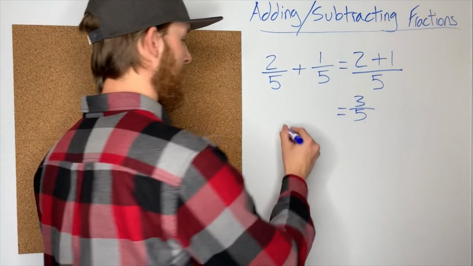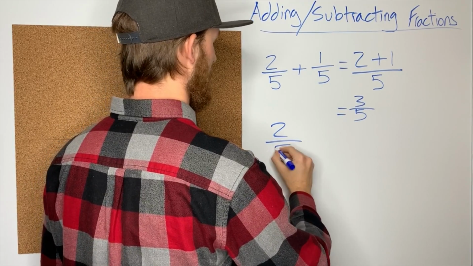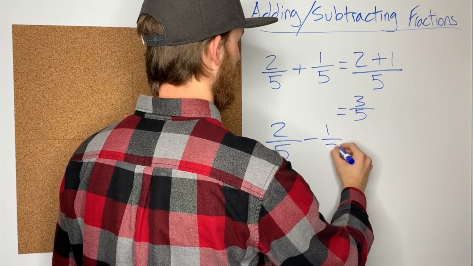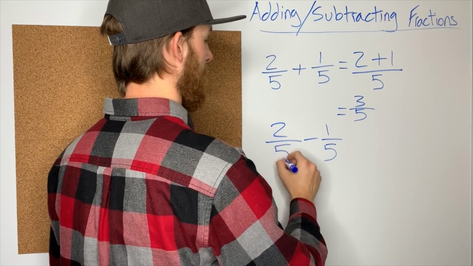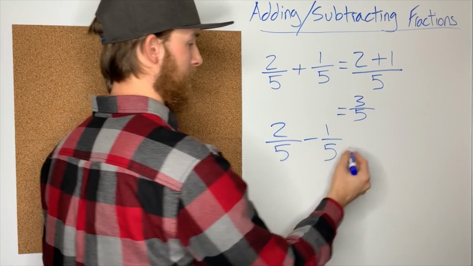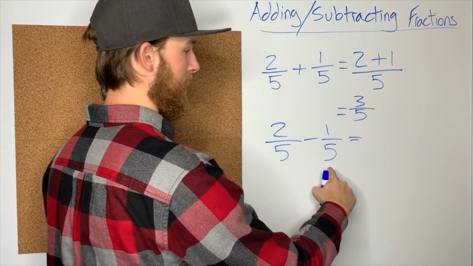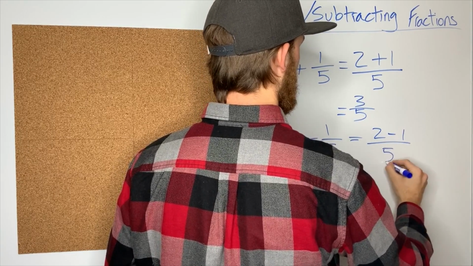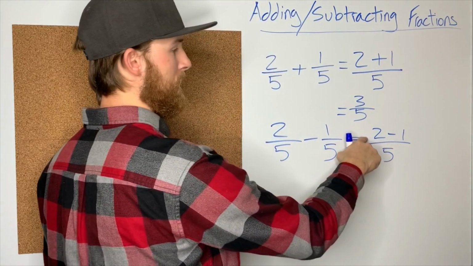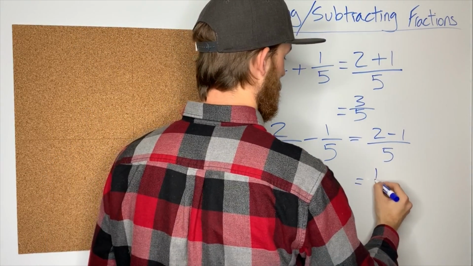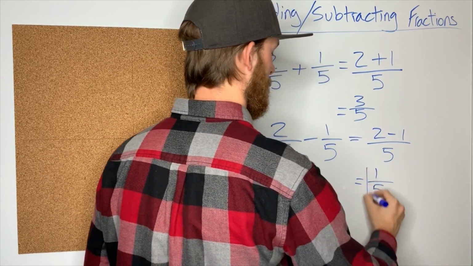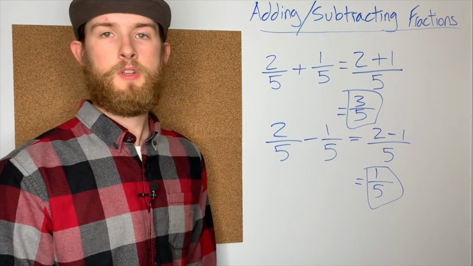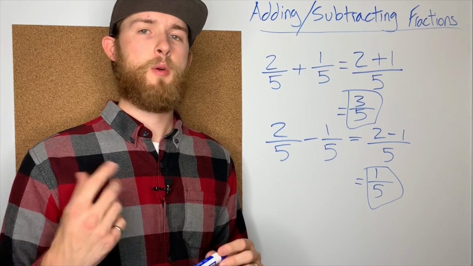You could do the same thing if you were subtracting. If you have 2/5 minus 1/5, it's going to be the same exact process, same denominators already. So it's just 2 minus 1 over 5, and that's going to give you 1 over 5. So these are just two simple questions. Let's do a little bit more complicated problem.